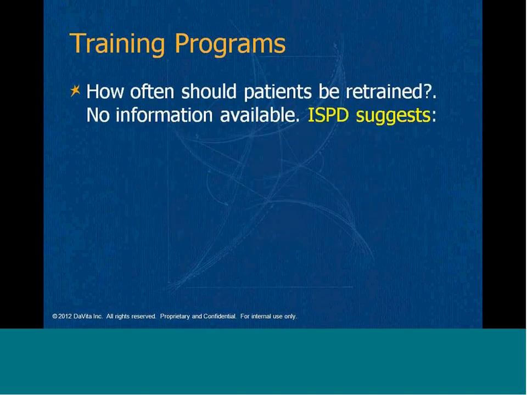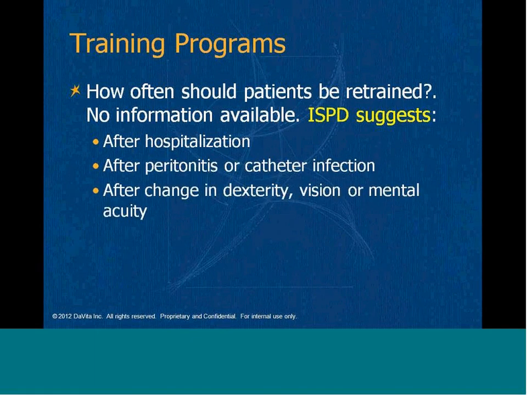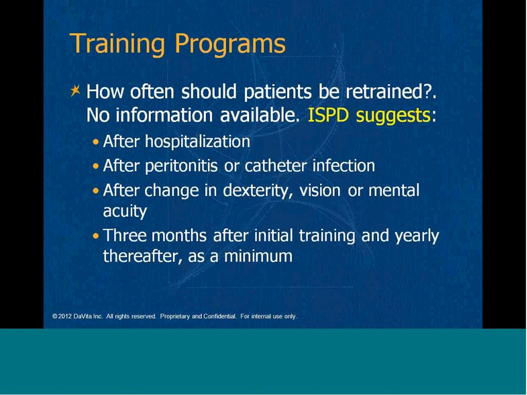Now, how should patients be retrained? No information is available on that. ISPD guidelines suggest that patients should be retrained after hospitalization, after an episode of peritoneal catheter infection, and when they have a loss of dexterity, vision, or mental acuity. It happens to a diabetic patient, they lose vision, or they develop peripheral neuropathy. They develop, you know, mental problems, cognitive problems, and every time that happens, they should really be retrained. Also 3 months after initial training and yearly thereafter as a minimum. I don't think that many programs do this. I think there's good evidence that this should be done.